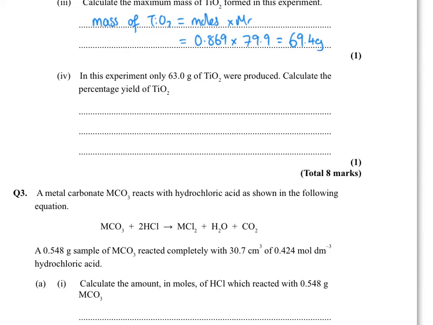In this experiment, only 63 grams of titanium oxide were produced. Calculate the percentage yield. So this is a nice question. It's taken us through it step by step. This is our maximum theoretical yield here, and we've been given the actual yield, so the percentage yield is always what we actually get in the experiment, which in this case is 63.0 grams, divided by our maximum theoretical yield, which we always have to work out doing a moles calculation, but we've done that above. And then it's a percentage, so we're going to times it by 100. So the percentage in this case is 90.75%.